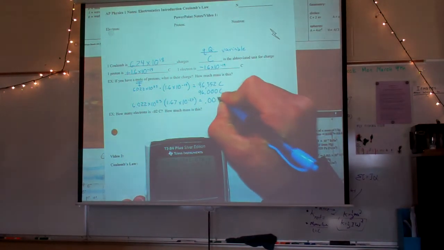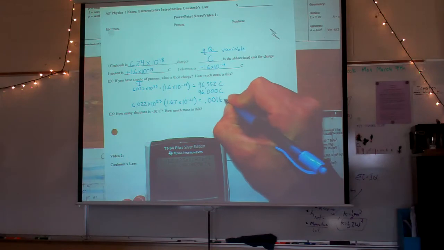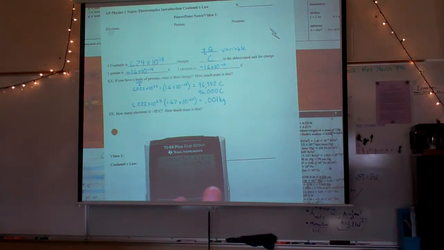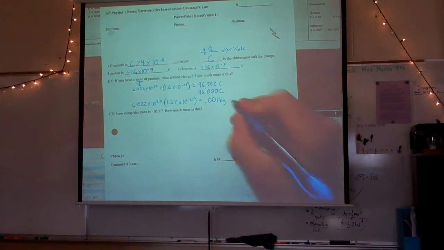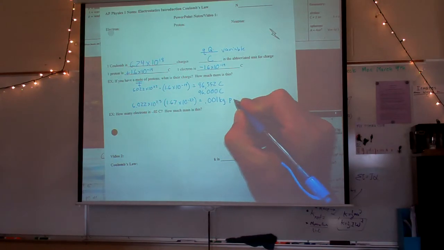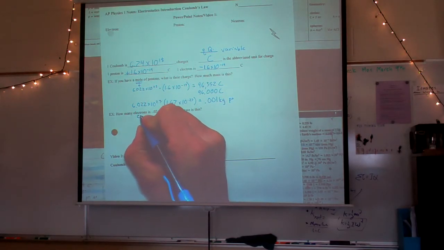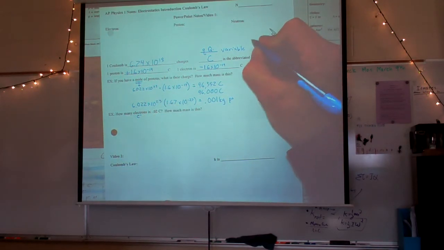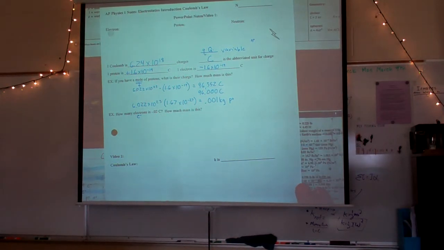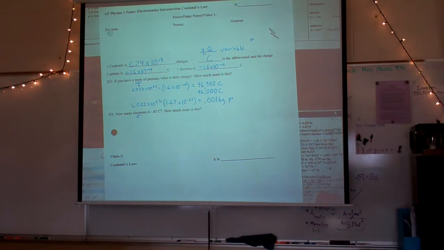So we have 0.001 kilograms of protons. By the way, proton is abbreviated p plus. Electron is abbreviated e minus. And the neutron is n with a little zero. Any questions?